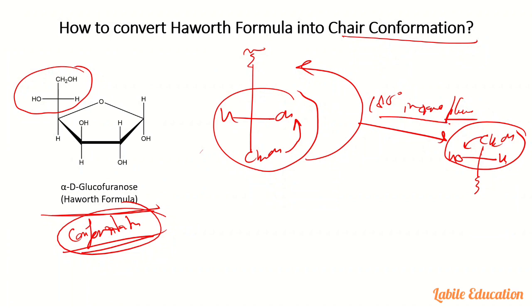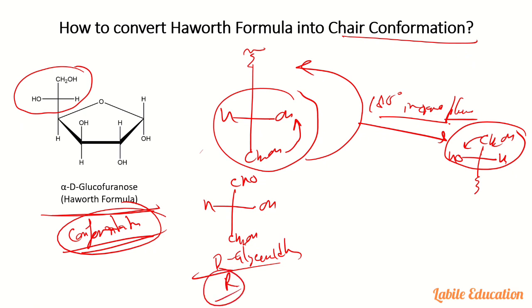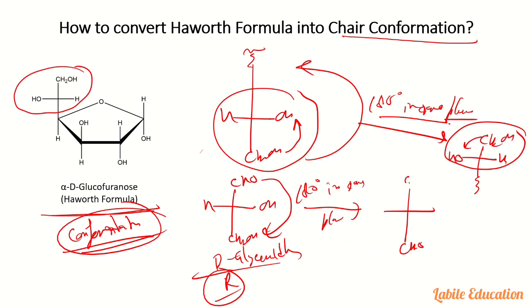When we do this, what happens? Suppose we take a simple structure, CH2OH, D-glyceraldehyde. This is also R, right? When we do a 180-degree rotation in the same plane, the CHO will be below and CH2OH will be at the topmost position, and moving clockwise from the CHO, the OH is first. So OH should be here, H should be here. You can see here, right?